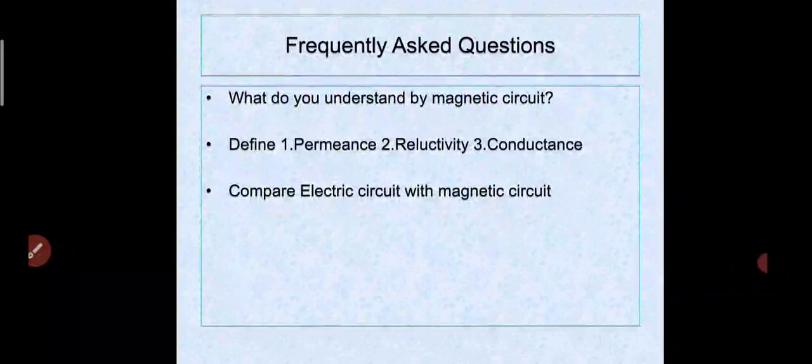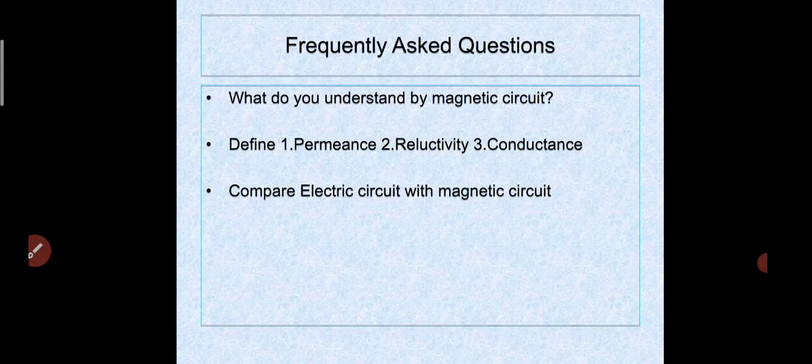Frequently asked questions. First question, what do you understand by magnetic circuit? Second question, define permeance, reluctance and conductance. And third question, compare electric circuit with magnetic circuit.